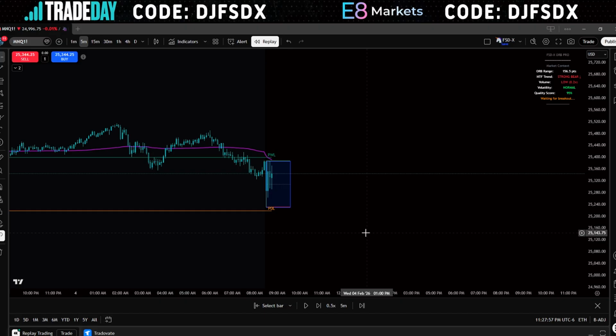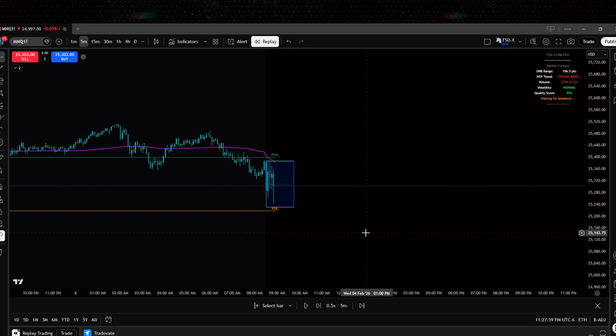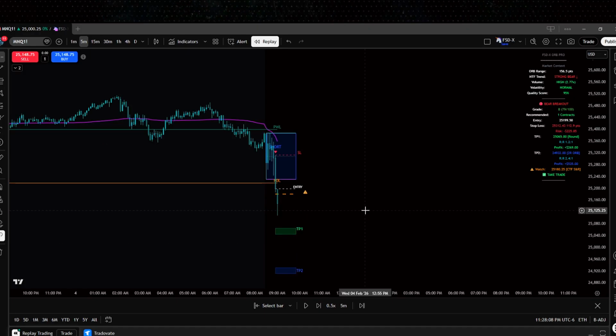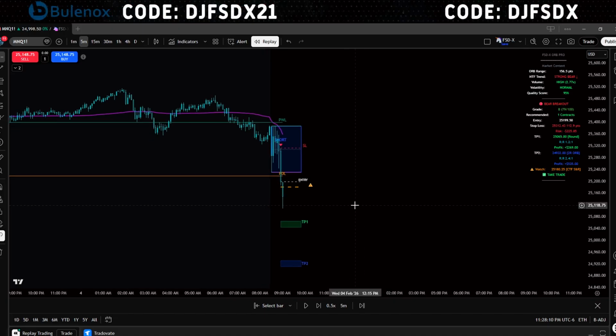So we have our opening range, waiting for the break. We did get a break. Unfortunately, it was right when red folder news was happening, so we did not enter this trade. Price does come down, comes back up.